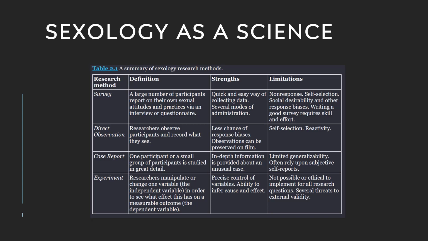Most human sexuality research comes from the use of surveys. So we simply ask people to report on their sexual attitudes and practices. Probably the best part about surveys is that you can get a lot of data from them quickly, and you can administer them to a large number of people. They're also pretty cost-effective. However, there are some limitations like self-selection bias and social desirability bias.